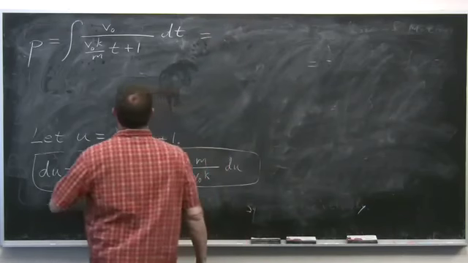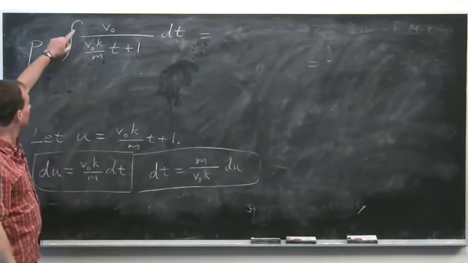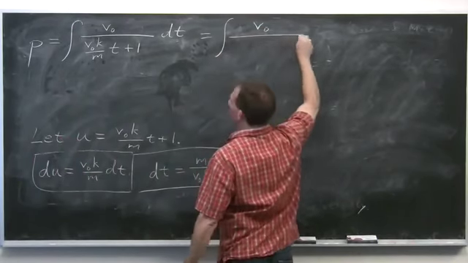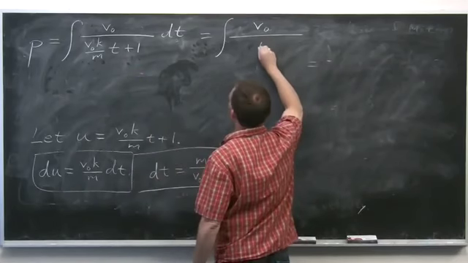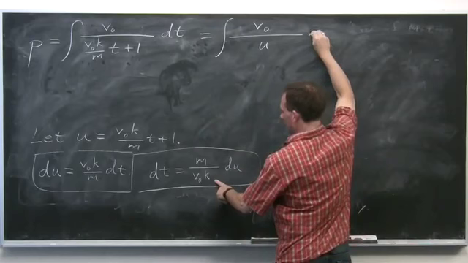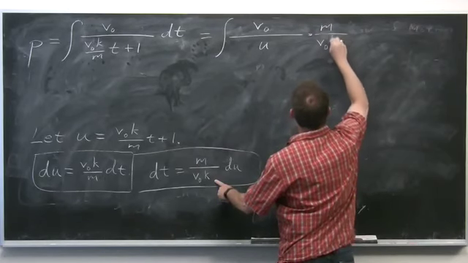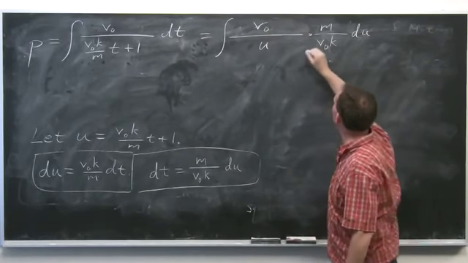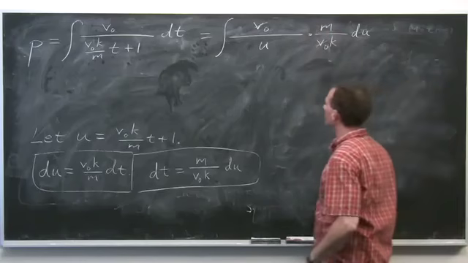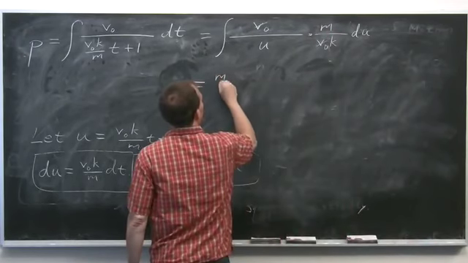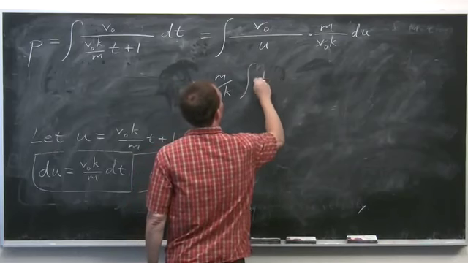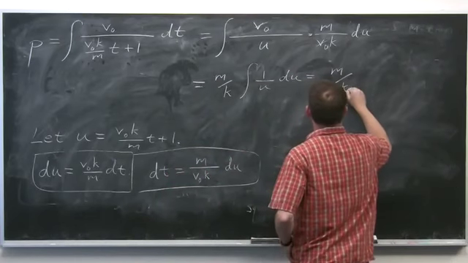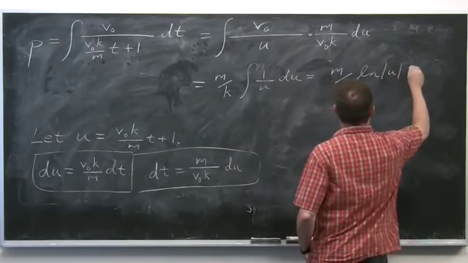becomes, all right, what do we get? Well, I'll leave the v naught up there for a minute. You get v naught staying in the numerator. This is just u. dt now is m divided by v naught k times du. Well, this v naught cancels with this v naught. The m over k is a constant, so you get m over k times the integral of 1 over u du. But that's the natural log of the absolute value of u. So we get m over k times the natural log of the absolute value of u plus a constant.